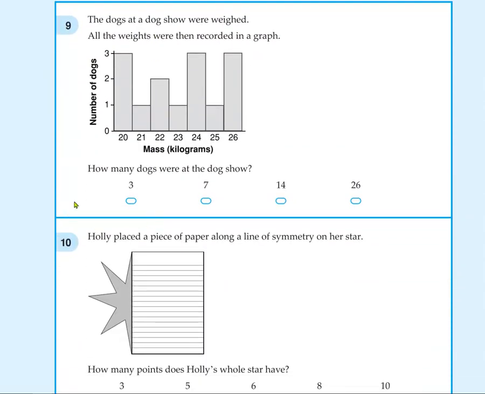Dogs at the show were weighed and then recorded. How many dogs were there? 3 plus 1 is 4, plus 2 is 6, plus 1 is 7, plus another 3 is 10, plus another 1 is 11, plus another 3 is 14. It's really just matching up the values with what's there. 3 lots of 1 is 3, 1 lot of 2, 3 lots of 3 is 9, 3 and 2 is 5, plus 9 is 14.